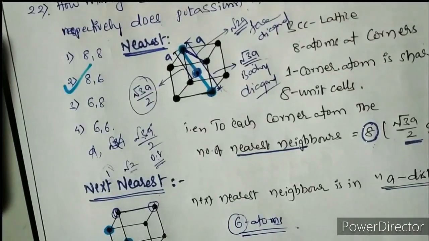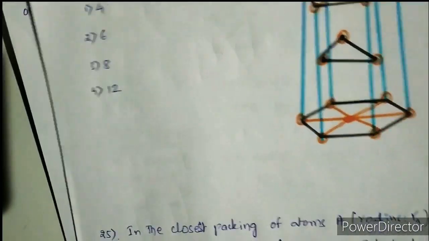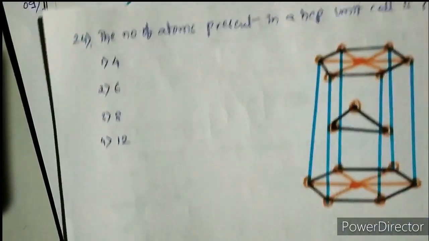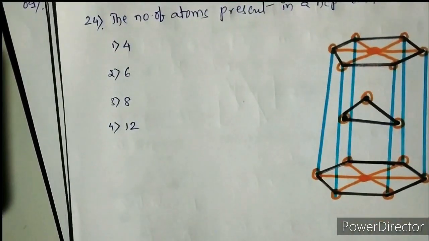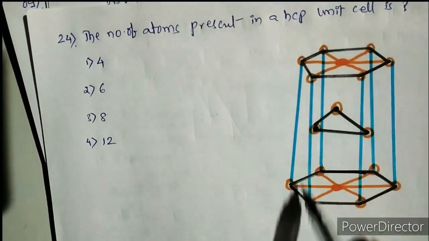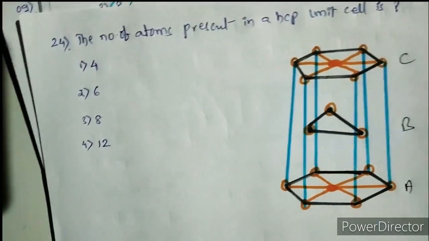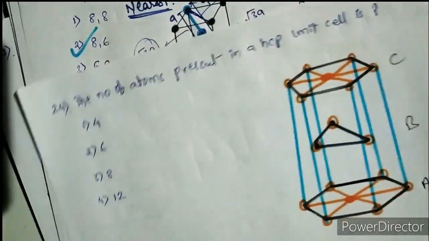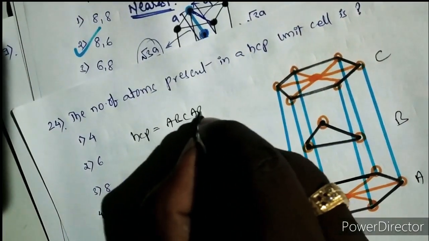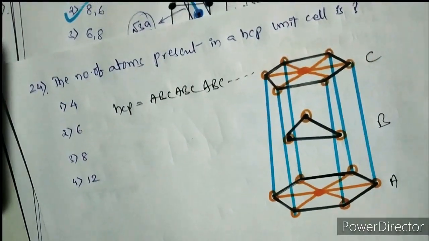Next question is here. This is the interesting one. The number of atoms present in an HCP unit lattice is. This is your HCP structure, hexagonal. It is a type of ABC layer arrangement. What is HCP? HCP is nothing but an ABC type of arrangement. So this is your actual structure of HCP.